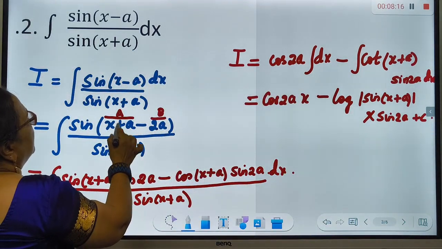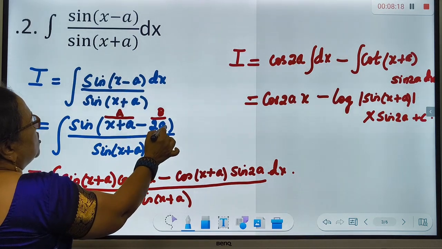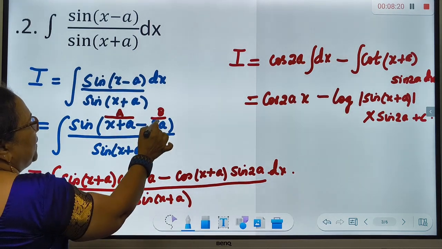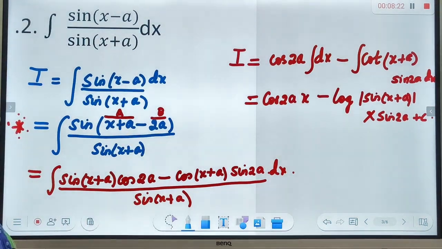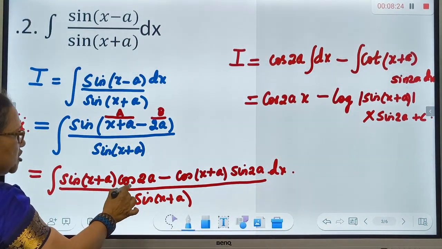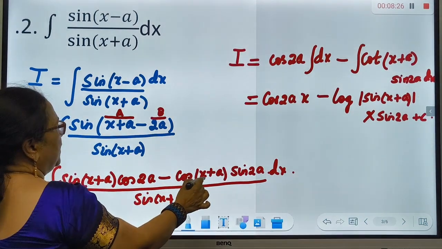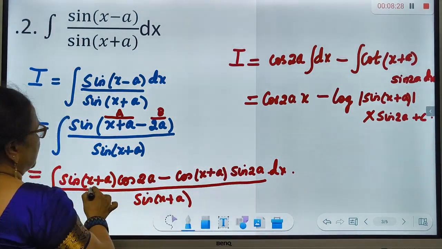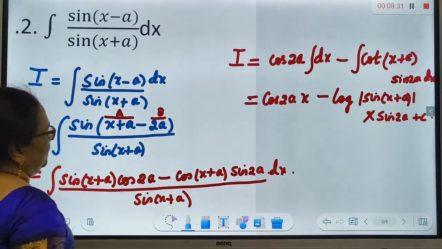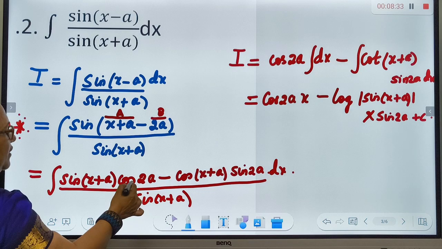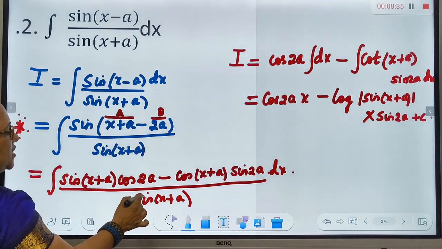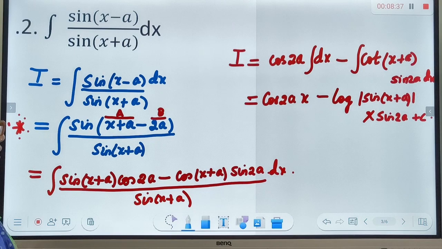So the numerator, we are writing it as x plus a minus 2a. So capital A is x plus a, b is 2a. Sine of a minus b is sine a cos b minus cos a sine b, where a is x plus a, b is 2a. Now simplifying, here sine of x plus a gets cancelled, giving you cos 2a, but cos 2a is a constant.